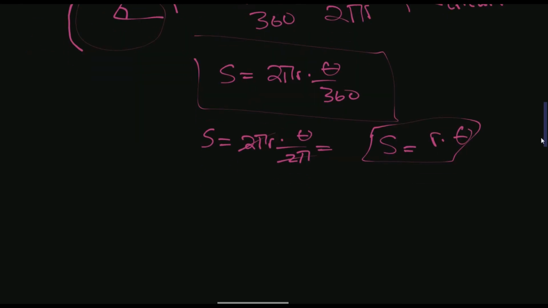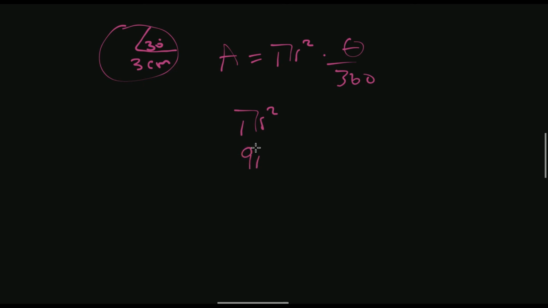So let's do a quick example problem. Let's say I have a circle with an angle of 30 degrees and the radius is 3 centimeters. So my area is equal to pi r squared times theta over 360, and let's just do the area first. So pi r squared, my r is 3, so this is 9 pi because I'm going to square my r, times theta over 360. My theta is 30, so 30 over 360, and that equals 9 pi times 1 over 12, which is equal to 3/4 pi centimeters squared.